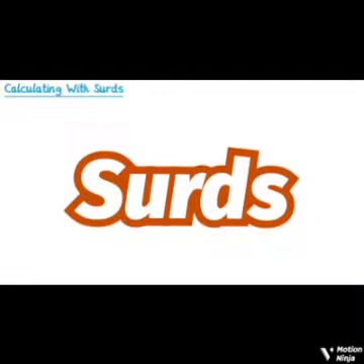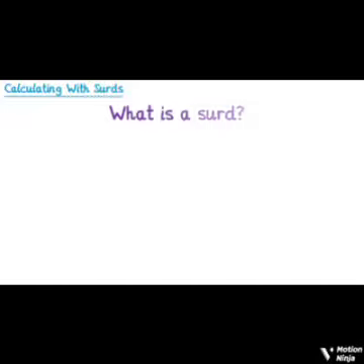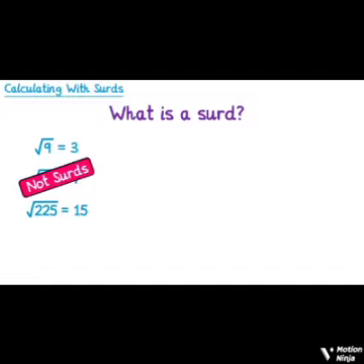In this video, we're going to learn how to calculate with surds. But first of all, we need to answer the question, what is a surd? Well, if you did the square root of 9, you get an integer answer, that's 3. If you do the square root of 49, that's also an integer, 7. And the square root of 225 is 15. All of these give you integer answers, so they're not considered surds.